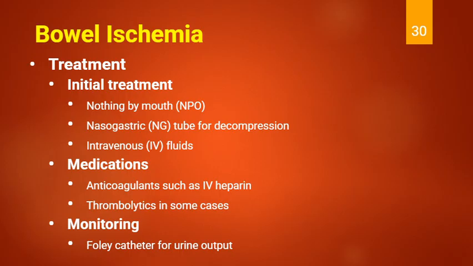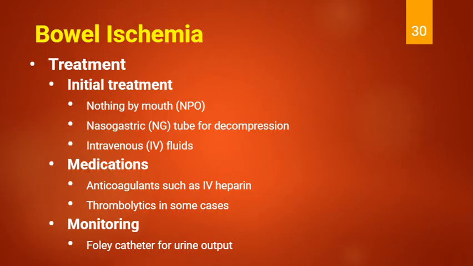Treatment of bowel ischemia focuses on restoring blood flow and preventing further intestinal damage. Initially, the patient is placed on nothing by mouth status, or NPO, to allow the gastrointestinal tract to rest. A nasogastric tube may be inserted to remove gas and fluids from the stomach and intestines, which helps reduce vomiting and abdominal distension. Patients also receive intravenous fluids to maintain circulation and hydration.